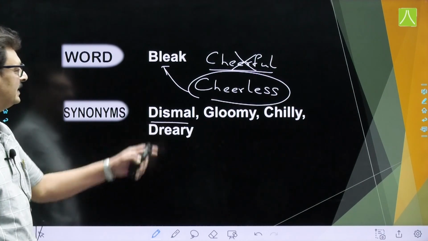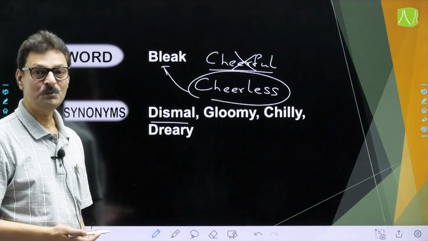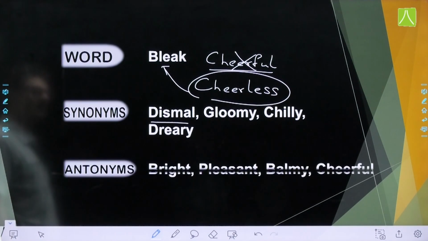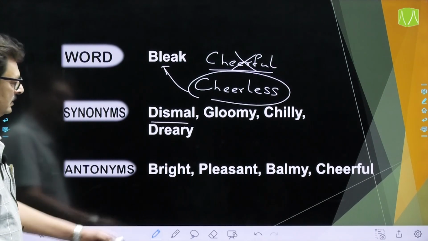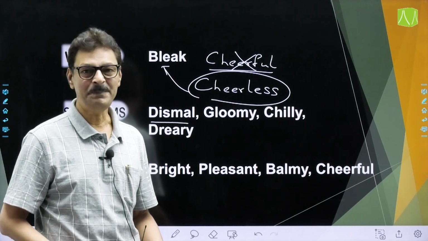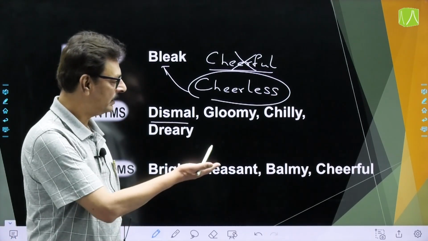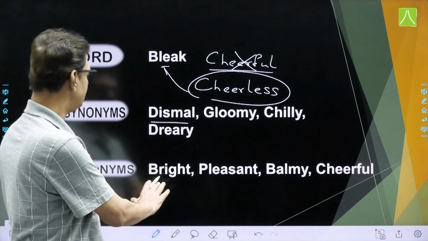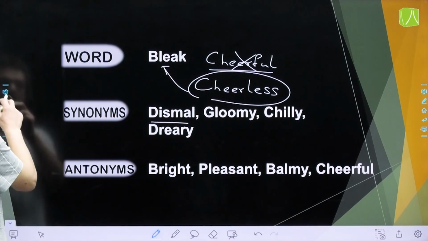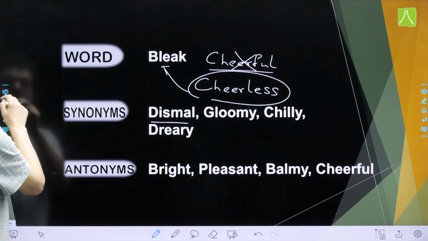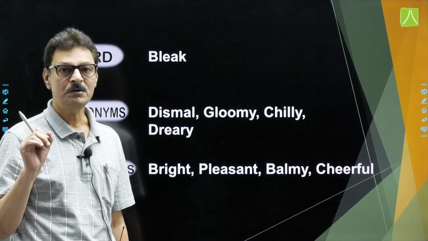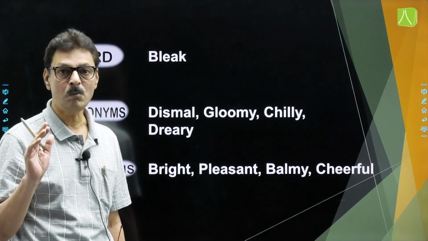Yes, so bleak is cheerless, dismal, gloomy, chilly or dreary, and the opposites will be bright, pleasant, balmy. Balmy is खुश, happy, buoyant, cheerful. Some antonyms for this word bleak. So words are easy. हमको उसके antonyms synonyms खास करके याद रखने हैं. You have to lay emphasis on synonyms more.